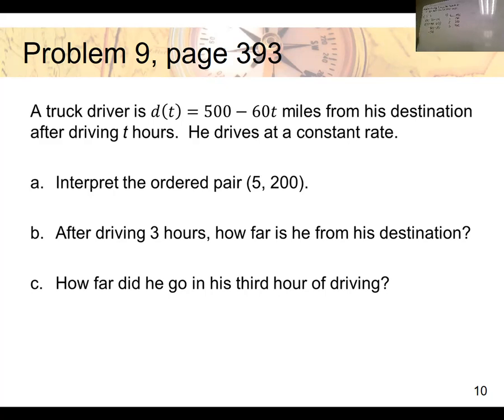Okay. Now, the problem does say that he drives at a constant rate. So his distance is going to be constant. From 540 to 380, that's 60. And also from 380 to 320, that's 60. So on part C, how far did he go in his third hour of driving? It will be 60.